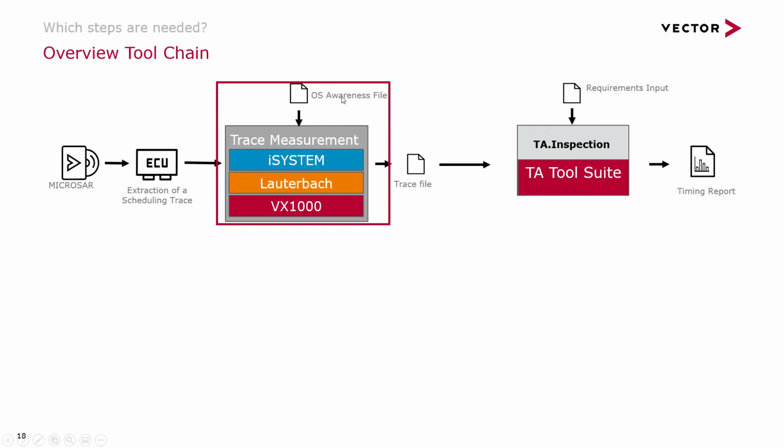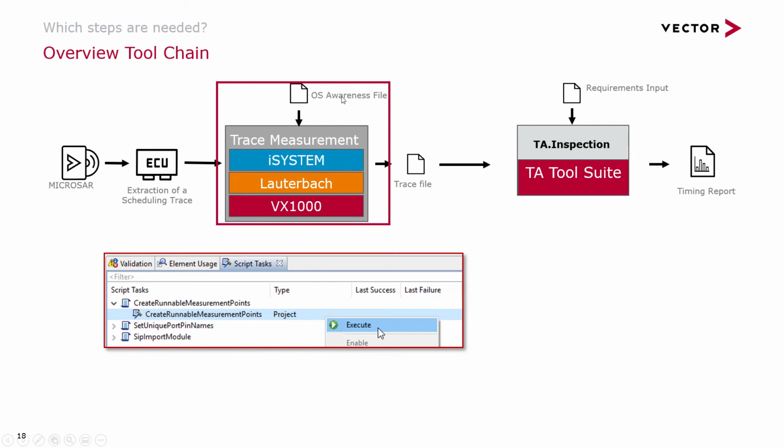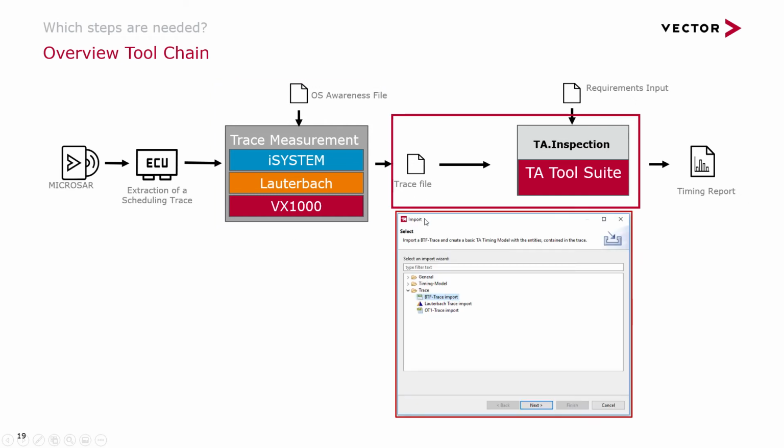As a next step, we would once more need to go back into the DaVinci Configurator, and we will need to execute a script again. So we will execute the script to create the runnable measurement points. Regenerate the project, get a new binary, flash it to the ECU, and now we're able to record the scheduling trace. Once this is done, we can then very easily import this trace file into the TA tool suite. This now depends on the trace solution that you have. You will get different formats, but they all can be imported into TA.